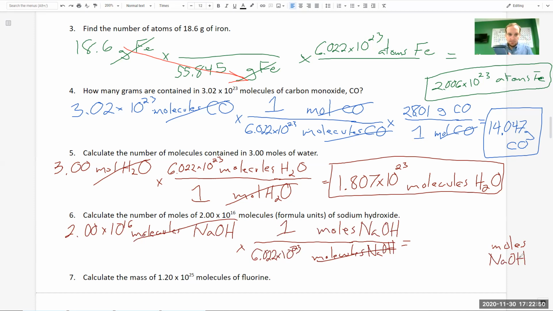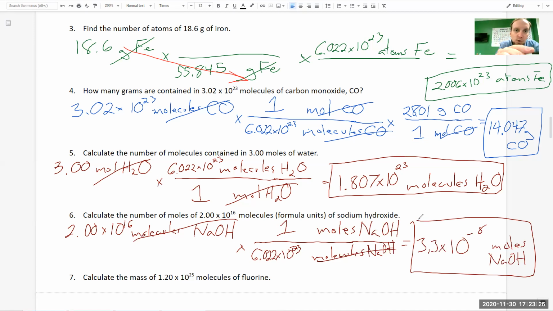So I'm going to go ahead and put 2.00E16 times 1 divided by 6.022E23 equals, ooh, that's really small, 3.3 times 10 to the -8. That's how many moles of sodium hydroxide are contained by 2.00 times 10 to the 16th molecules of sodium hydroxide. Okay, I'm gonna go ahead and push forward because I don't want to make this video any longer than it already has to be.